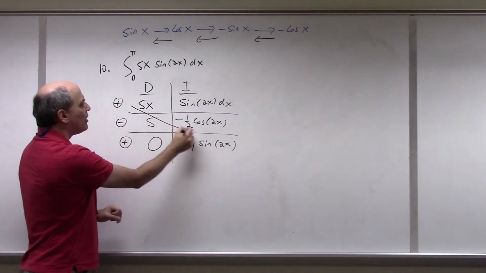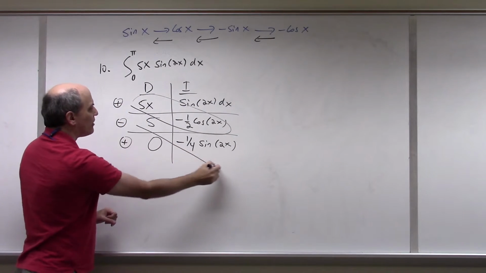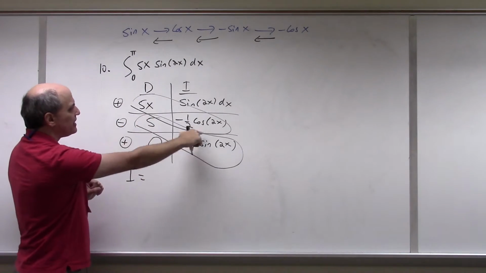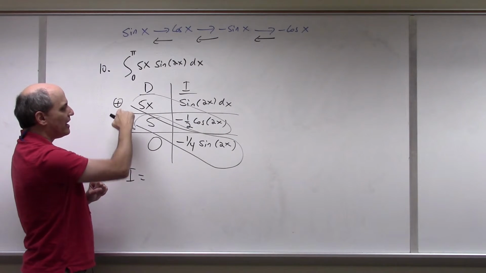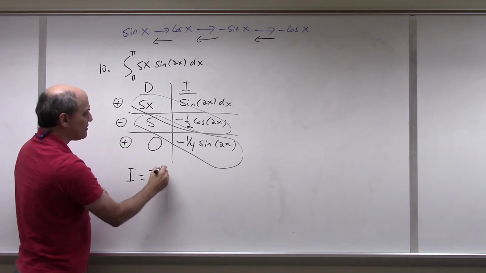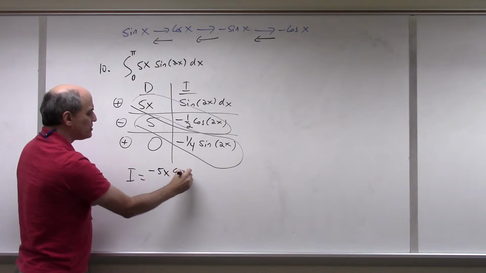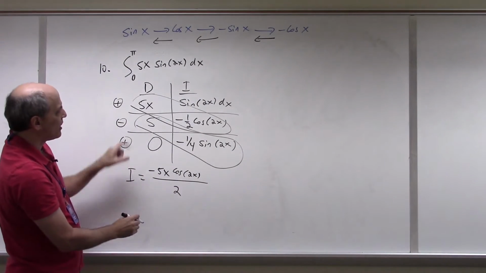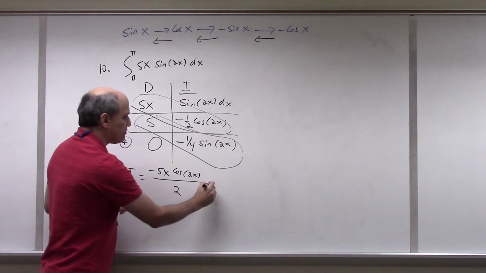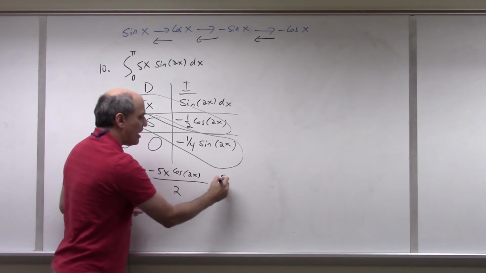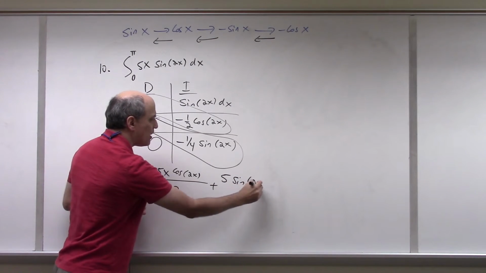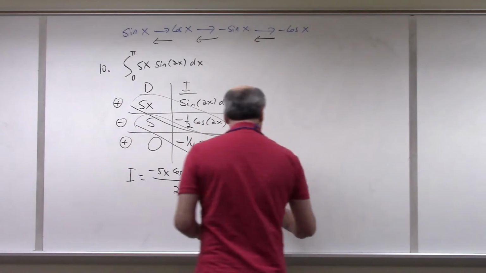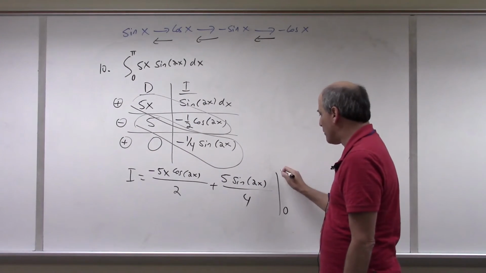Again, I'm looking on these diagonals for my final answer. So the original integral is these two things multiplied together. That's minus 5x cosine 2x over 2. Minus minus is plus 5 sine 2x over 4. And now I need to worry about plugging in 0 and pi.